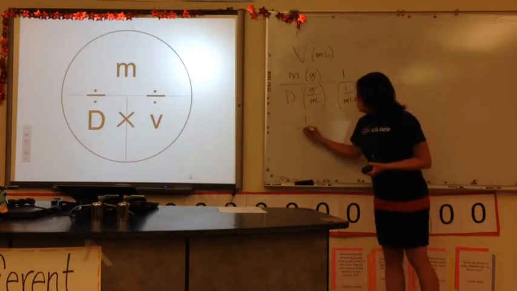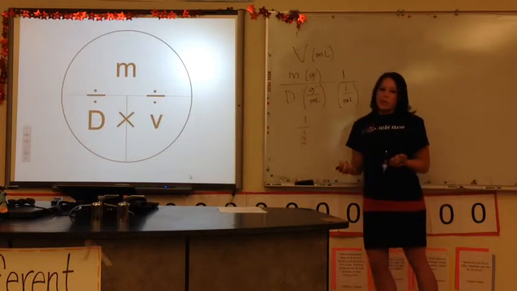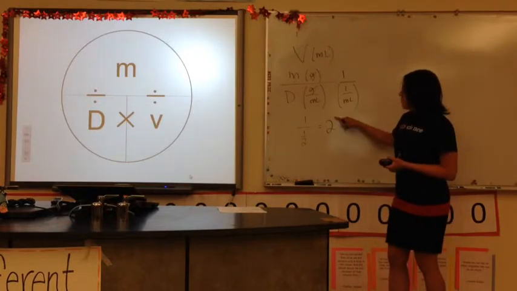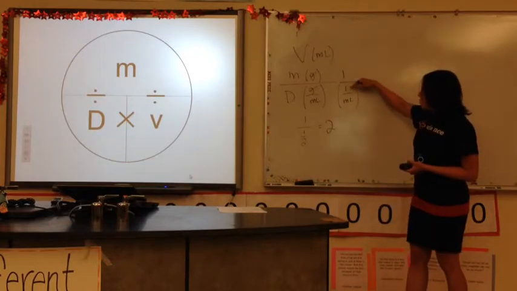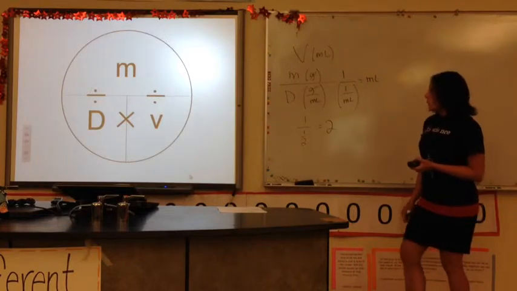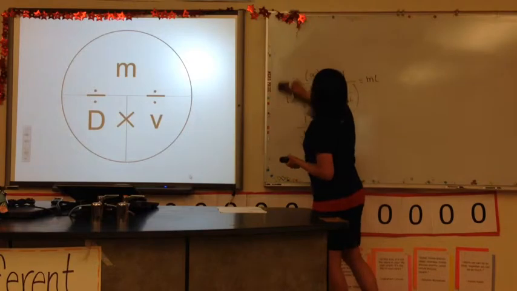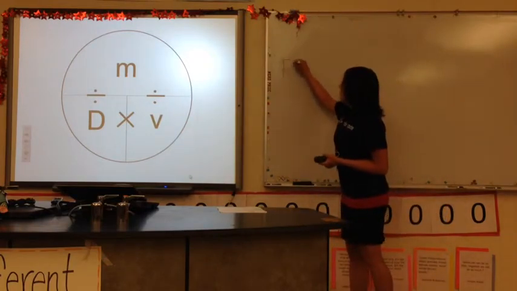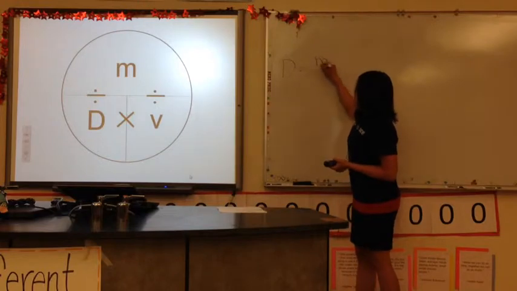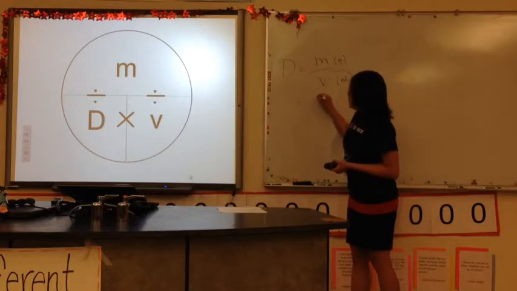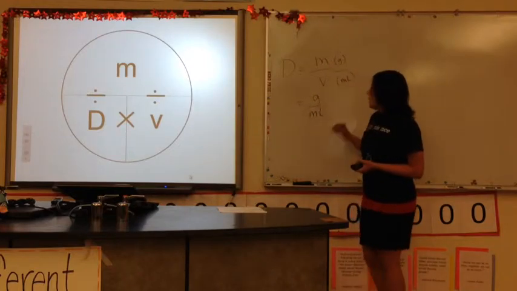Well, if you have 1 divided by 1/2, you can punch that into your calculator. You get 2. That 2 flips up to the top. So 1 over milliliters is the same as milliliters. So you can see how those units cancel out and work out. And then finally, the simple one, density, mass divided by volume, that's grams divided by milliliters. So the units for density are indeed grams divided by milliliters.